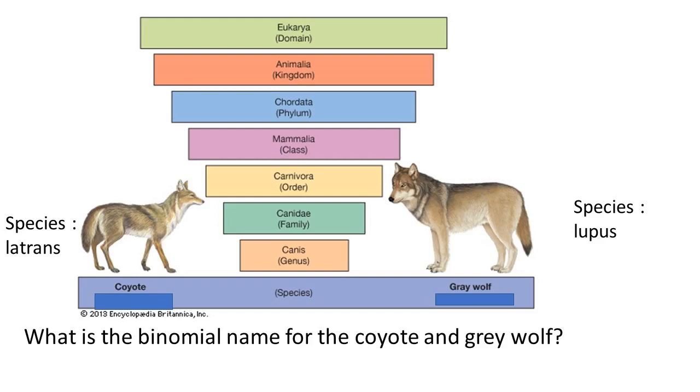So there's two members of the Canis family. On the left, we've got the coyote, and the correct Latin name for the coyote, its species name, is latrans. And on the right, we've got a grey wolf, and the Latin name for the species grey wolf is lupus. Remember that our binomial name takes the first part of the two names from the genus, and the second part comes from the species name.